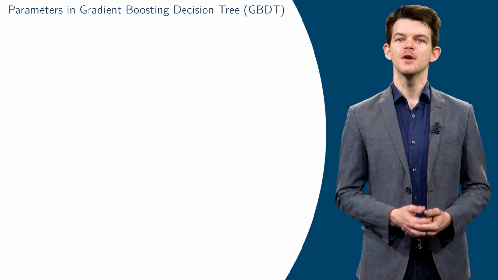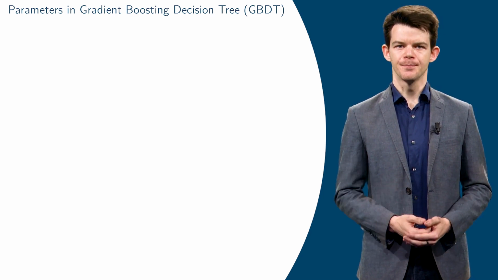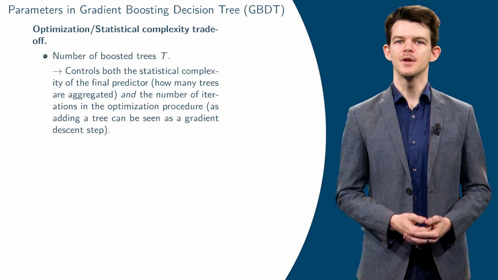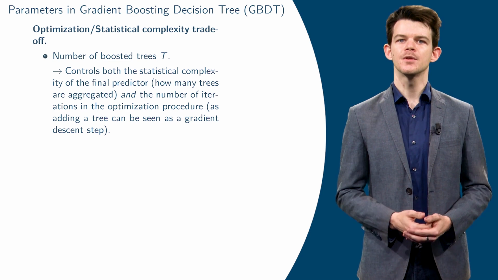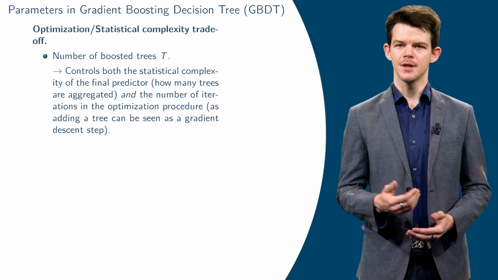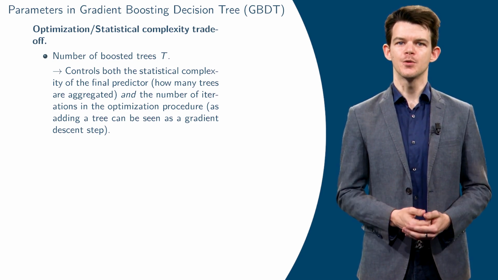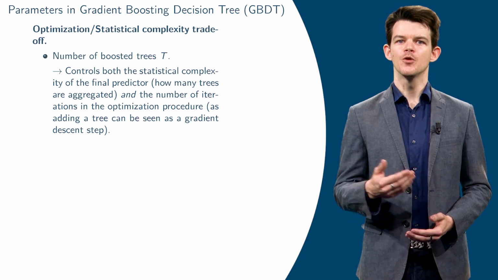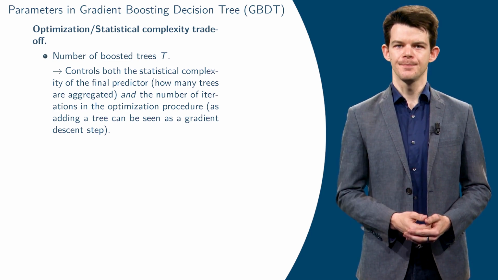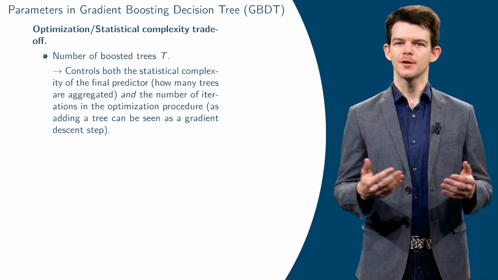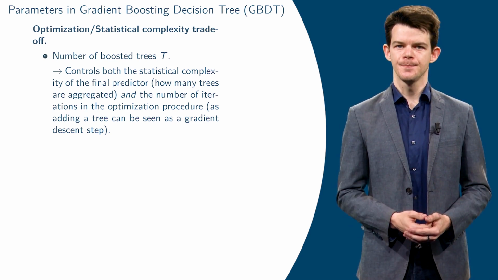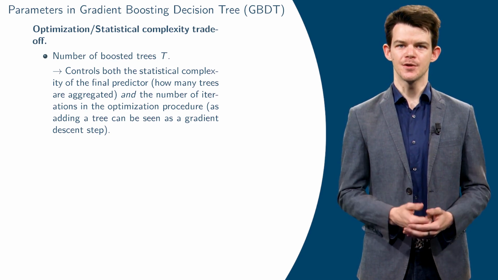Several parameters are very important in the boosting procedure. First, the number of elementary predictors, i.e. the number T of trees, or equivalently the number of iterations. This parameter controls the statistical complexity of the final predictor. The larger the number of trees composing the final predictor, the more complex this predictor is. Therefore, when T is large, the boosting predictor can approach complex functions with large variations. The parameter T also controls the number of iterations of the optimization procedure.